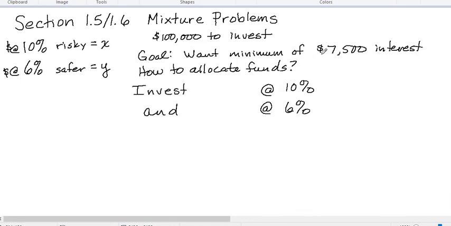So given my goal of $7,500 of interest, how do I allocate the funds? I would invest $37,500 at 10% and $62,500 at 6%. Let's look at the WebAssign homework.